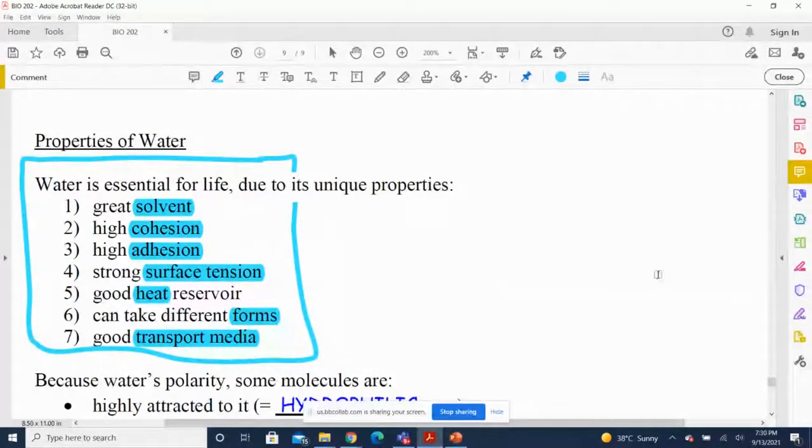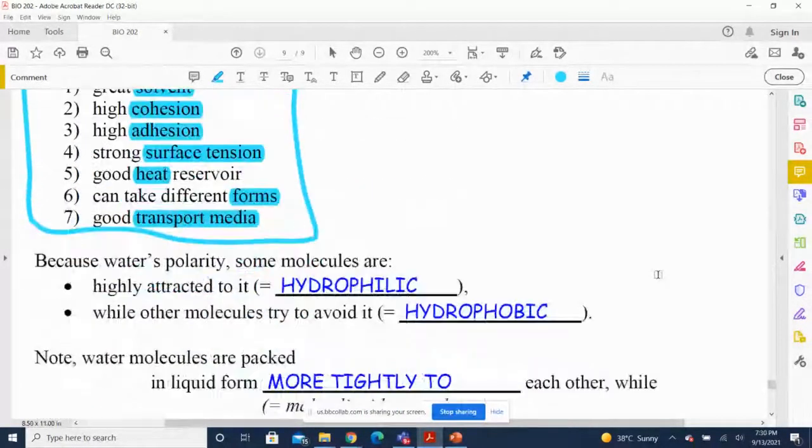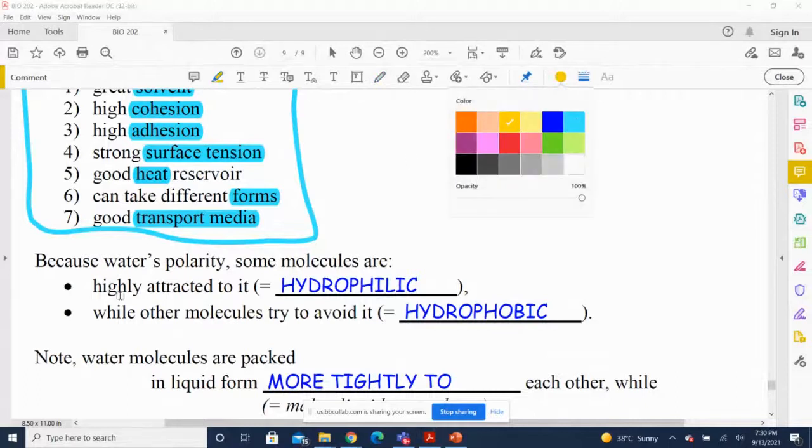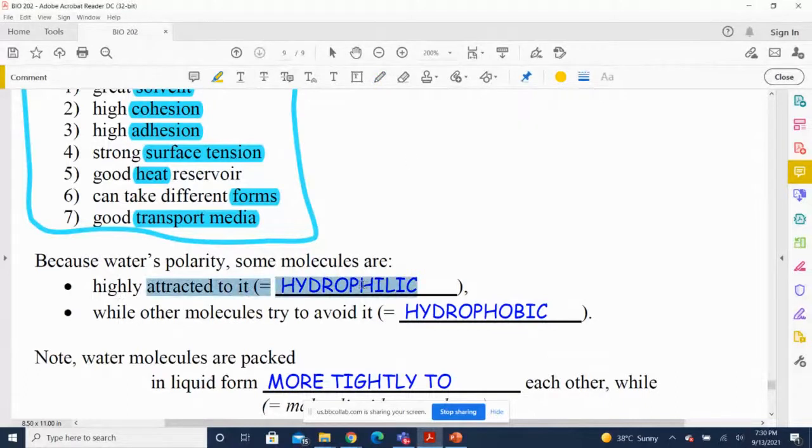And finally, two things that relate to water: because water is a polar molecule, we end up getting certain molecules that are highly attracted to water. These molecules that are very attracted to water are known as hydrophilic. So they love water.